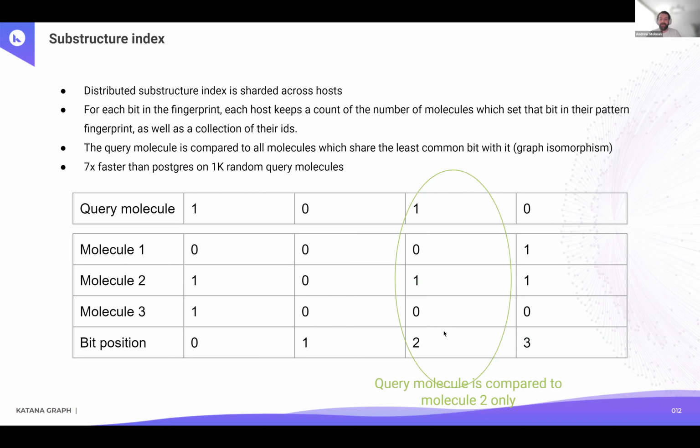And when you're running with 5 machines that all have 80 threads, it turns out this is pretty fast. You just need some simple pruning to quickly cut down the search space, and parallelism will take you the rest of the way. This is admittedly less sophisticated than the substructure indexing that PostgreSQL has, but still, because we're able to parallelize better, we were able to get 7 times faster with 1,000 random query molecules on a single host. This is not even using multiple partitions.